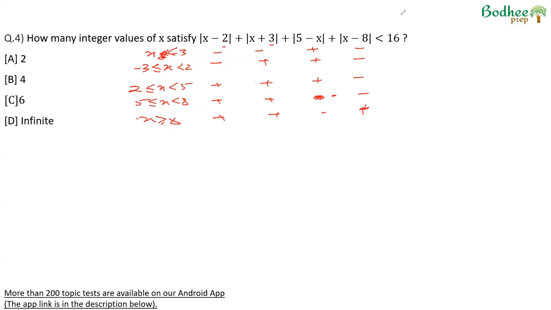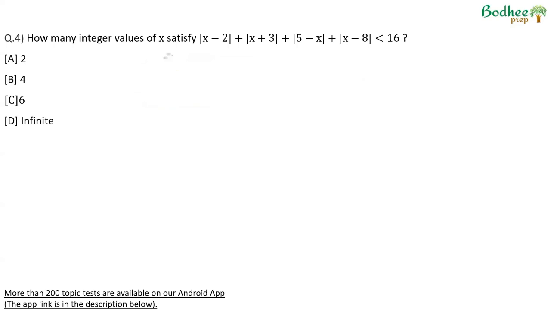You can open the brackets and get the overall curve. But I'm saying it is not needed, since I know that the critical points are x equal to -3, x equal to 2, x equal to 5, and x equal to 8. Let us just look at the value of this f(x) at these points.